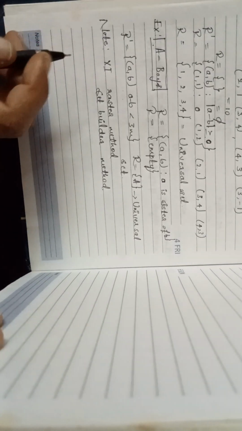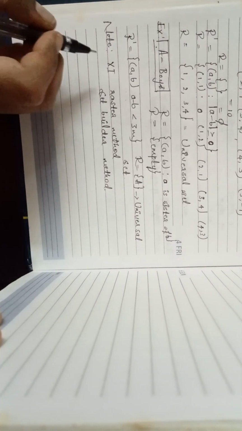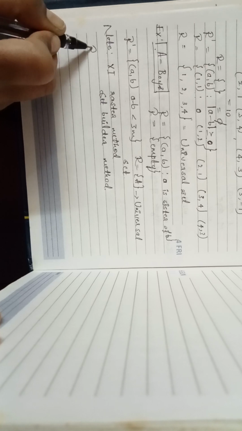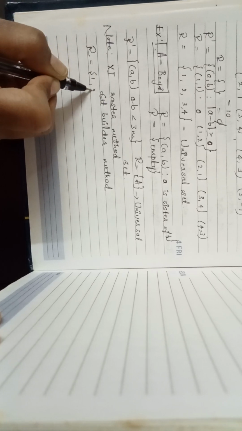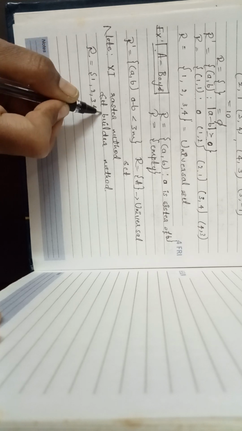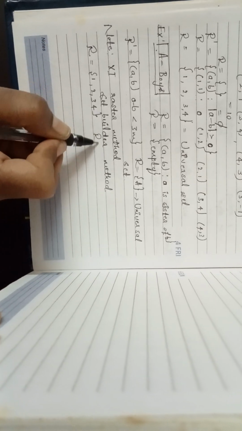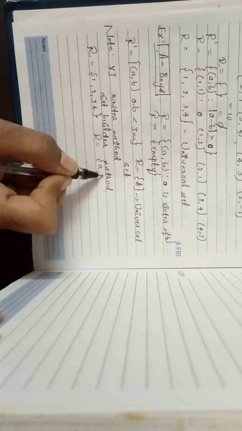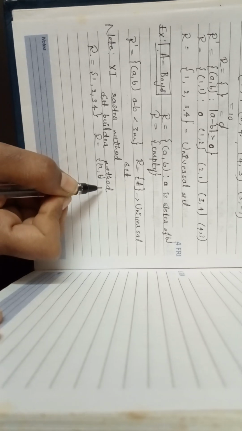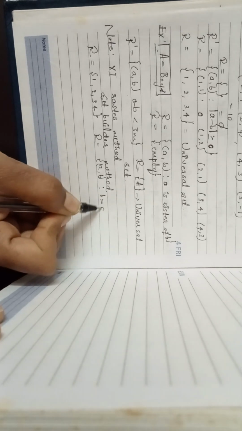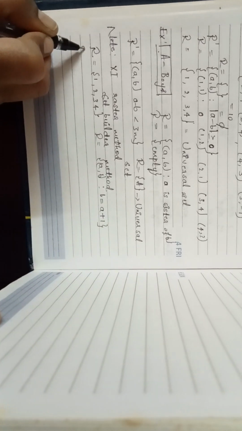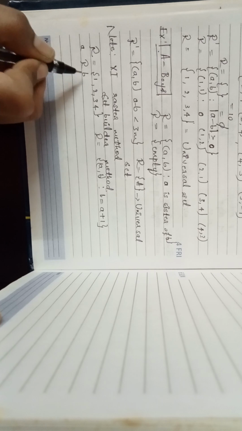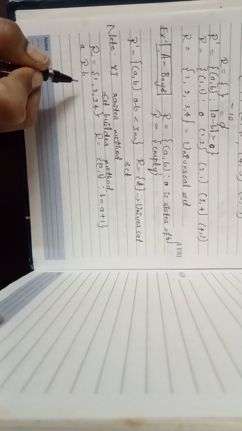Okay. So now let me take one example here. Set R is equal to {1, 2, 3, 4}, and the relation is defined as (A, B), where B should be equal to A plus 1. This is also expressed as A is related to B, as I have already told before.